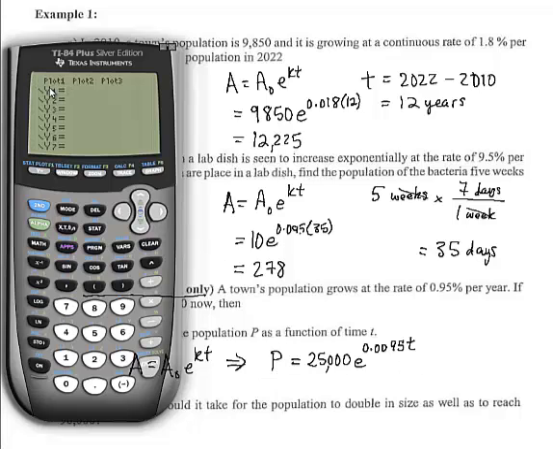So we go to the Y editor and we type in the right hand side of our formula, 25,000, the natural exponential e, 0.0095, and we'll use an X instead of a T for time. Enter. And now we look at the graph.